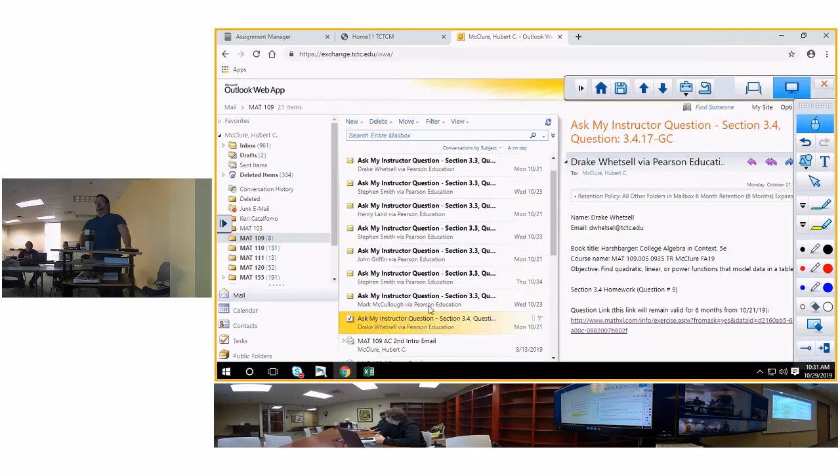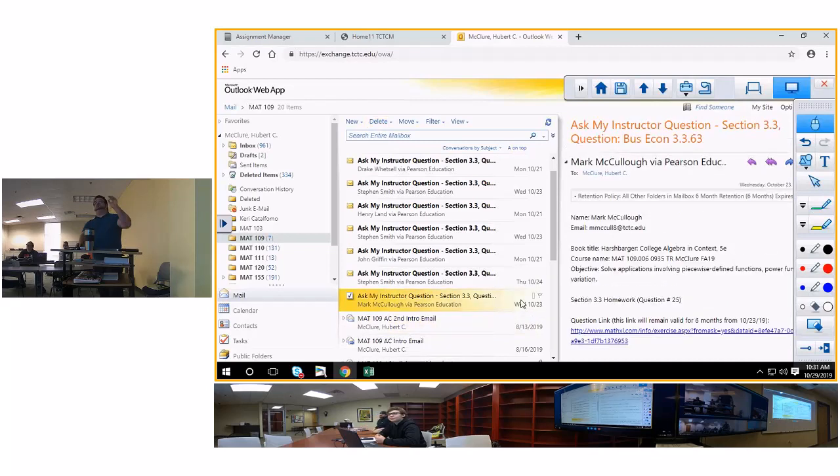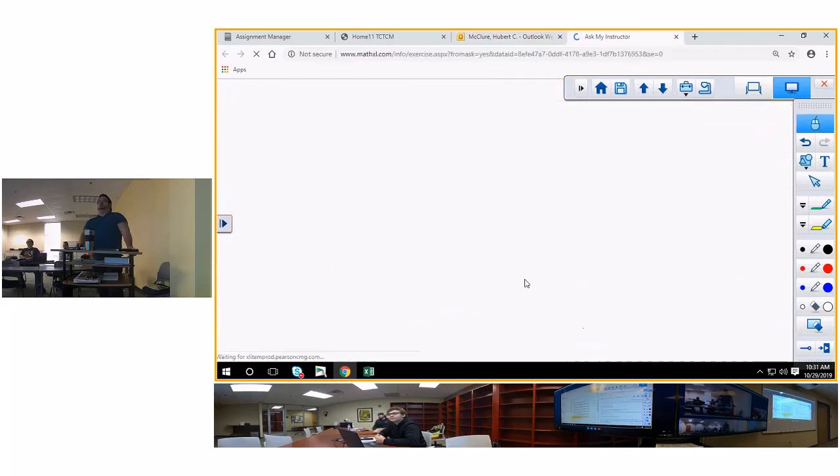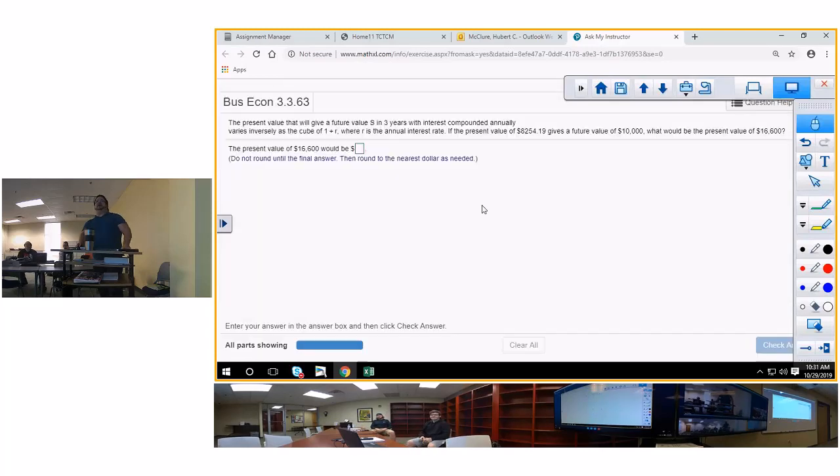All right, next. 3.3, number 25. It's better. All right, laptop's closed. The present value that will give a future value S, 3 years and interest compounded annually, varies inversely as the cube of 1 plus R, where R is the annual interest rate.